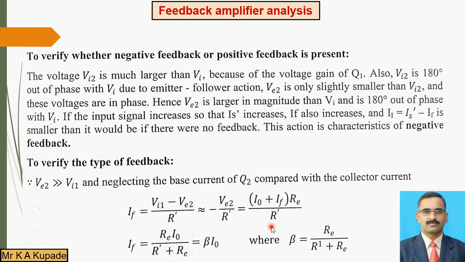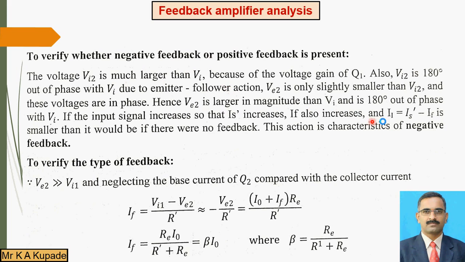Now the voltage Vi2 is much larger than Vi1, because of the voltage gain of Q1. Also Vi2 is 180 degrees out of phase with Vi1, as you are considering Vi1 as the input. Due to the emitter follower action, V2 is only slightly smaller than Vi2, and these voltages, V2 and Vi2, are in phase. Hence V2 is larger in magnitude than Vi1.